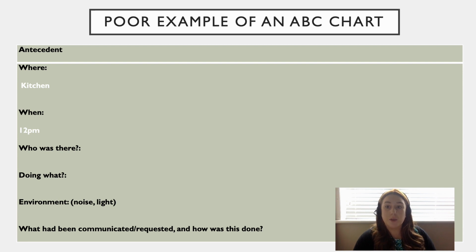They've put the time down, which is really helpful to see if there's any patterns. We can look at other ABC charts and see if there's specific times of the day. And it helps us to understand what's going on around about that time. The who was there section has been left blank. It's really helpful for us to know who was there during the incident. So this includes other residents, family, friends, and staff.